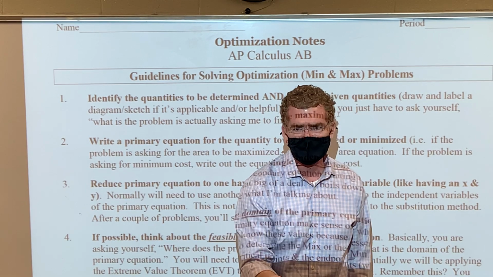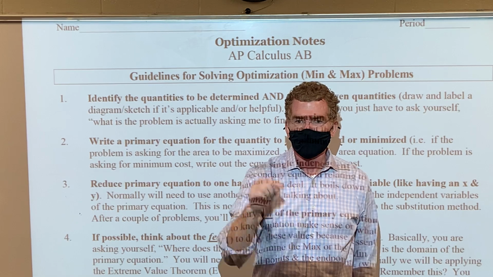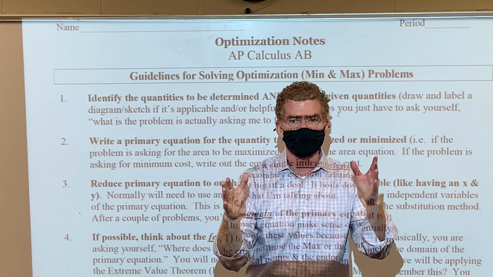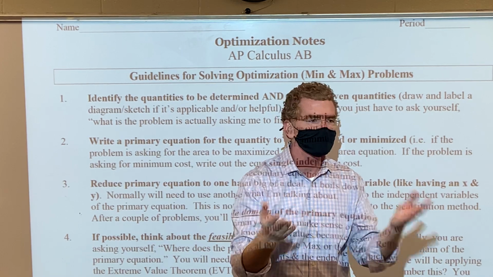So whatever it is you're trying to max or min, and sometimes I don't even use the words max and min, I use other things that allude to that. So slow down, read, whatever I'm maximizing, that's your primary equation. That's what you're ultimately going to be taking a derivative of.